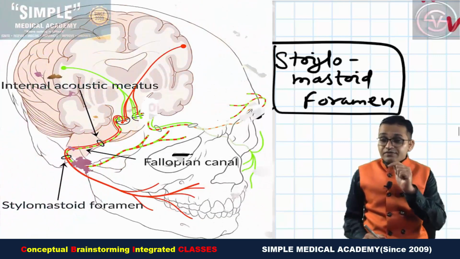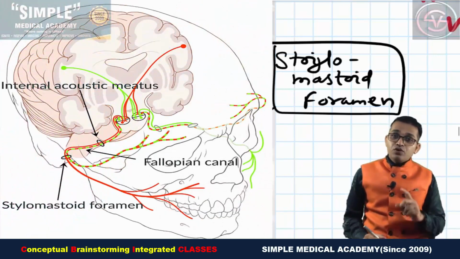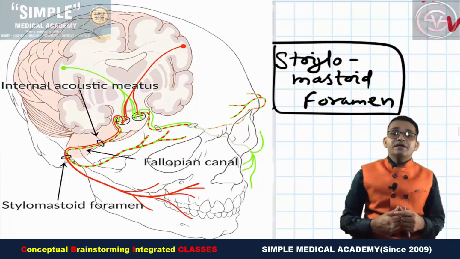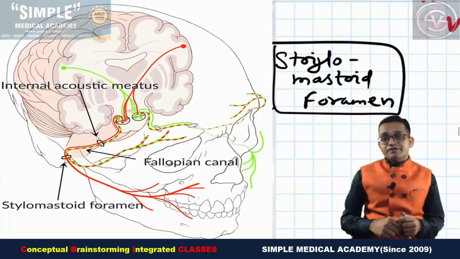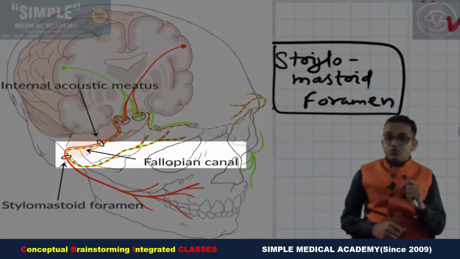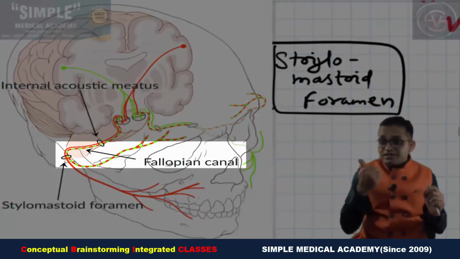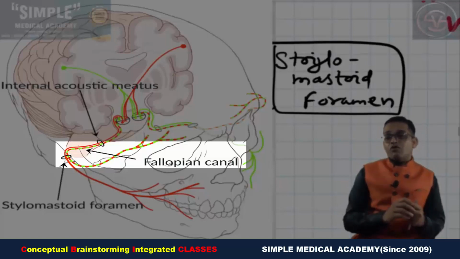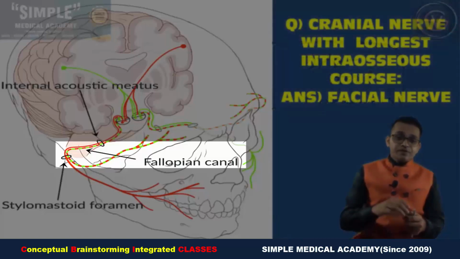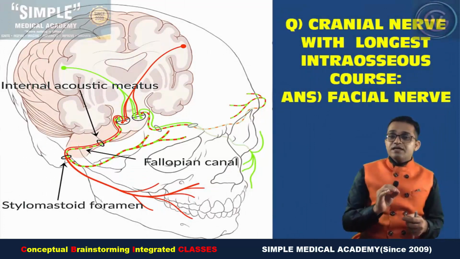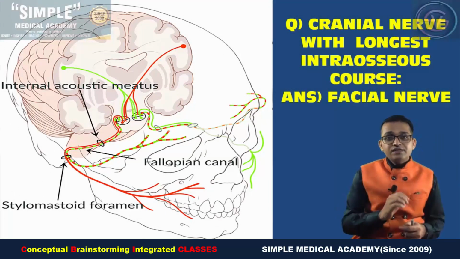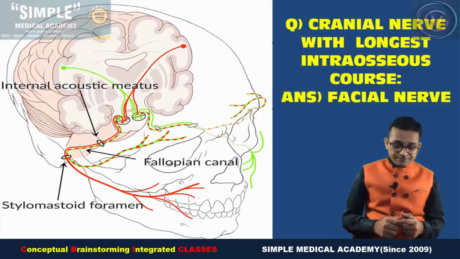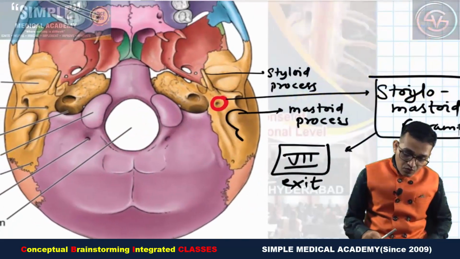The facial nerve enters the petrous part of the temporal bone via the internal acoustic meatus. Then it comes outside the cranium through this foramen. During this course the facial nerve runs inside the bony petrous part of the temporal bone with a very long course. So, MCQ: which cranial nerve has the longest intraosseous course? The answer is the facial nerve.